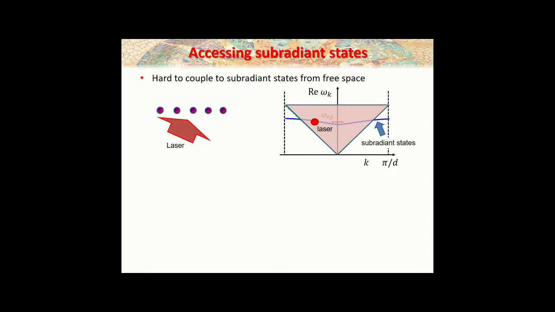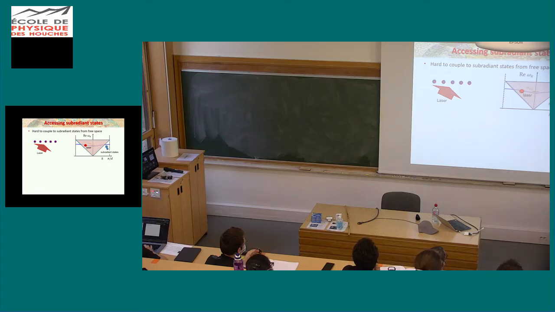When I say that I see some optical property of an atom, what it means is I usually shine in a laser and try to look for some effect. But by definition, a laser is a radiation field, so no matter which direction I send it in from, it's always going to live within this so-called light cone. So k is always going to be smaller than omega over c. But the states I'm trying to access, these subradiant states, live outside of the light cone. So the wave vectors of the laser field and these subradiant states are fundamentally mismatched.